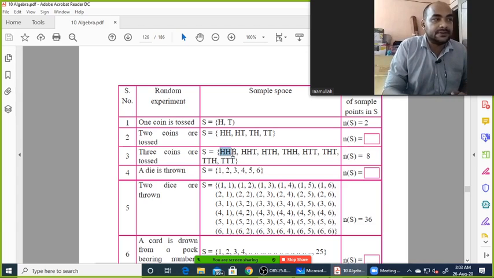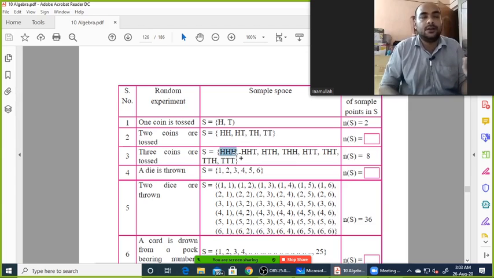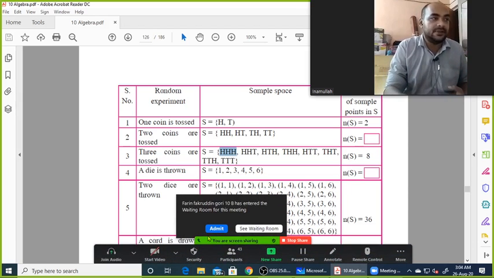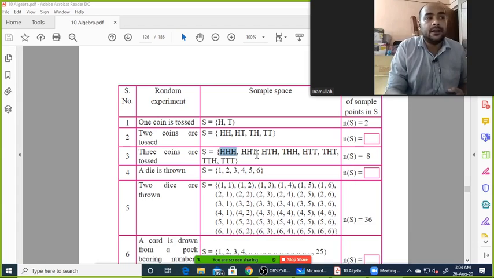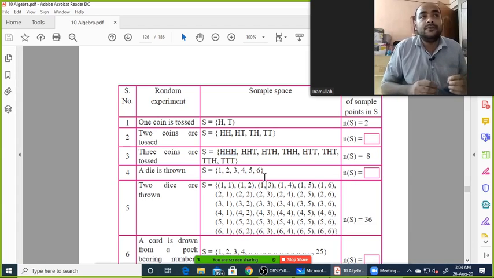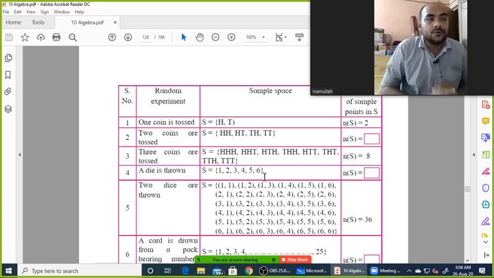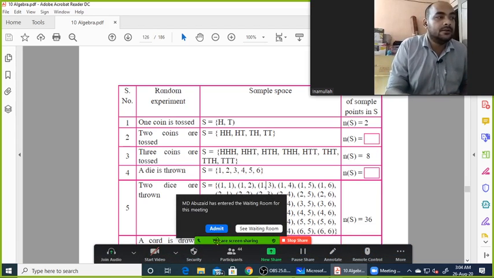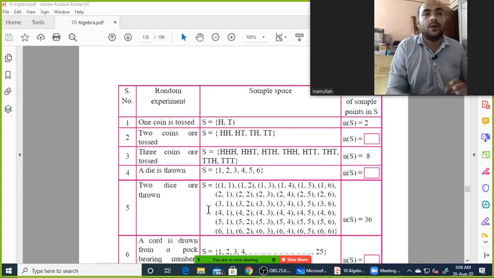In both the cases, whether you toss one coin three times or three coins together, for example, this head head head indicates all three coins, and all three times it appears to be head on the upper face. Then head head tail indicates that when we toss three coins together, we will get head head in the first two coins, and the third coin will give us tail. Or you can say, if you toss one coin three times, in the first two attempts we are getting head and in the third attempt we are getting tail. So total possibilities are eight in case of tossing one coin three times.